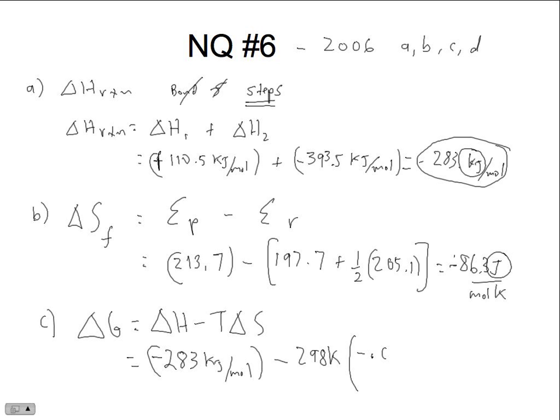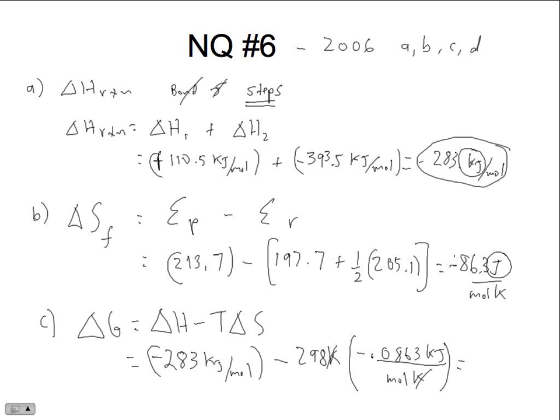So we're going to get negative 0.0863 kilojoules per mole Kelvin. You see the Kelvins cancel. So we're left with our overall units of kilojoules per mole. Not sure what this works out to. You guys can do the math on this. But what I do know is the answer is going to be negative.